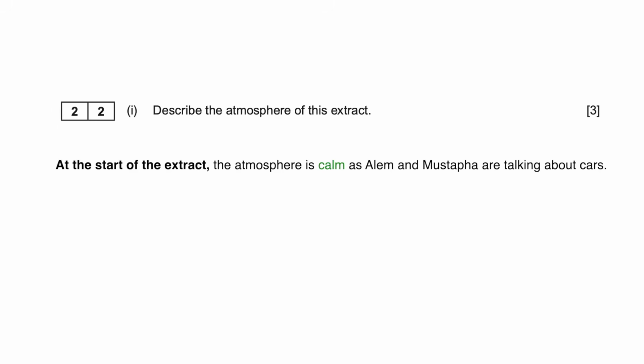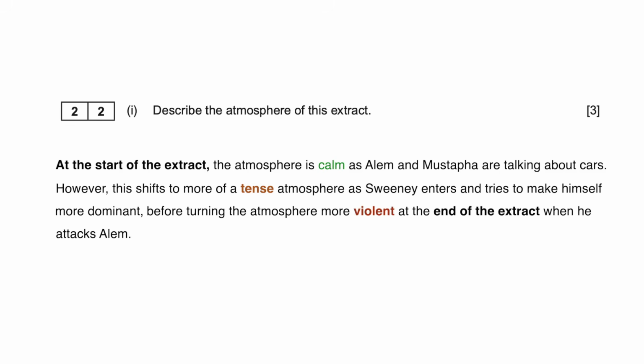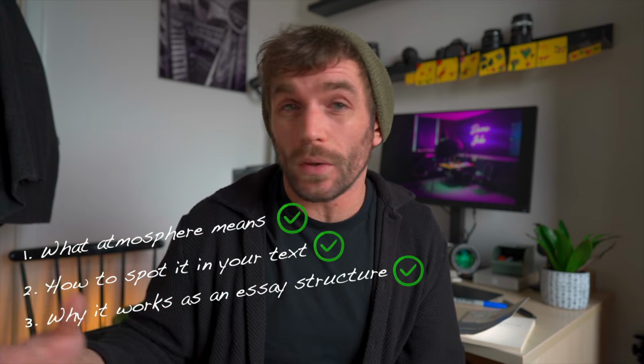So you could write something like this. At the start of the extract, the atmosphere is calm as Mustafa and Alem are talking about cars. However, this shifts to more of a tense atmosphere as Sweeney enters and tries to make himself more dominant, before turning the atmosphere violent towards the end of the extract when he attacks Alem. Now I know that's only worth 3 marks, but if you can get yourself into the habit of thinking in that way about atmosphere changes or changes in mood or changes of feeling, then you're in a really strong position, like I've said before, to build out your lighting and sound ideas.